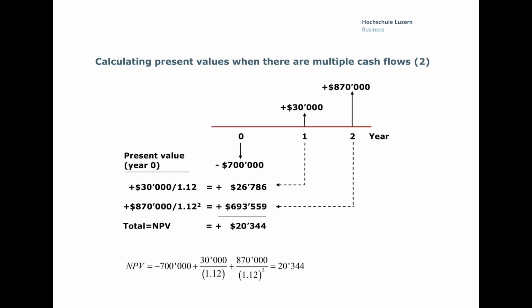To illustrate how to use the DCF formula, let's assume we obtain a cash flow of $30,000 in year 1 and a cash flow of $870,000 in year 2. The initial investment or cash outflow is $700,000. Using a discount rate of 12% in the DCF formula implies that the net present value of the cash flow is $20,344.